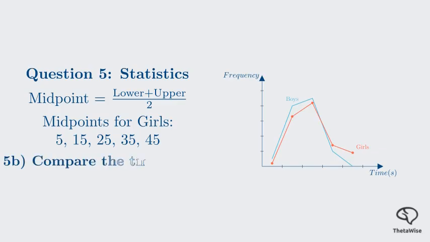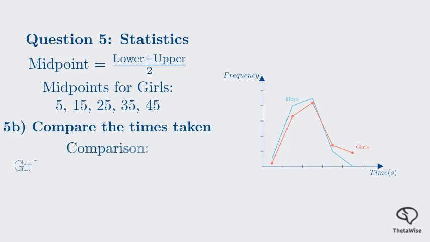In Part B, we need to compare the two datasets. When comparing frequency polygons, we look at the peak and the overall spread. Notice that the boys' polygon is shifted slightly to the left compared to the girls' polygon at the higher end. More girls took longer than 40 seconds, whereas no boys did. On average, the girls took longer than the boys to solve the question.